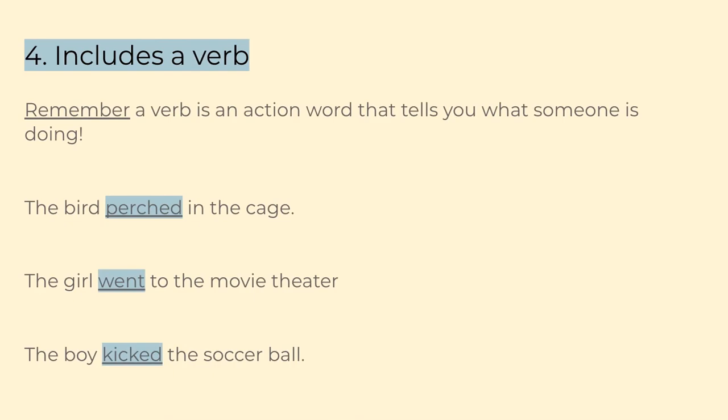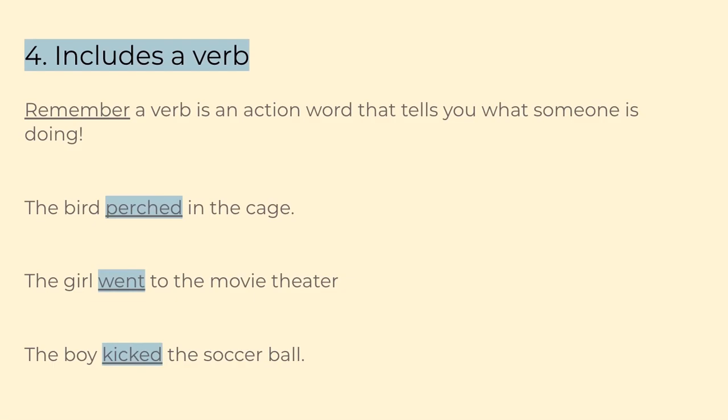Number 4, it includes a verb. Remember, a verb is an action word that tells you what someone is doing. So our first example, the bird perched in the cage. Perched is the verb, that's what it's doing. To perch means to sit on something tall. So like when a bird sits on a branch or a telephone wire, it's when he's sitting.